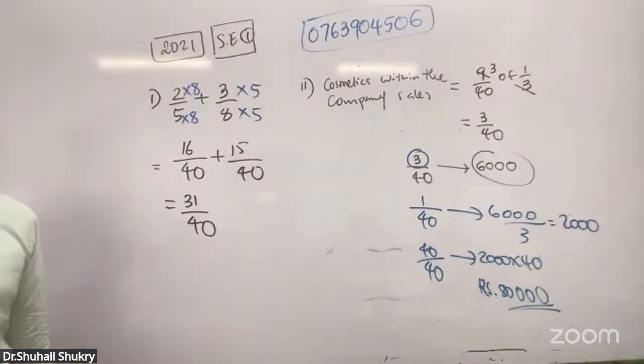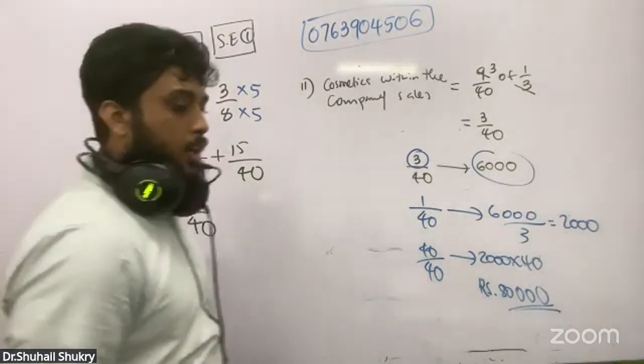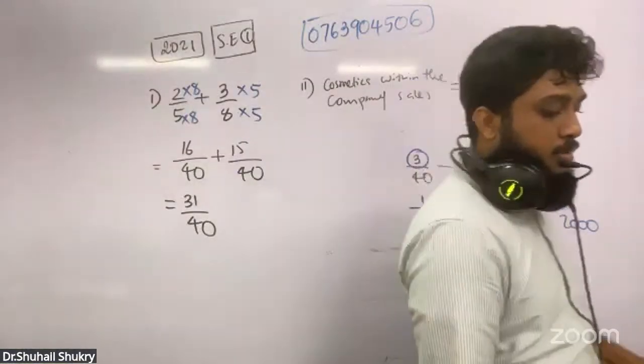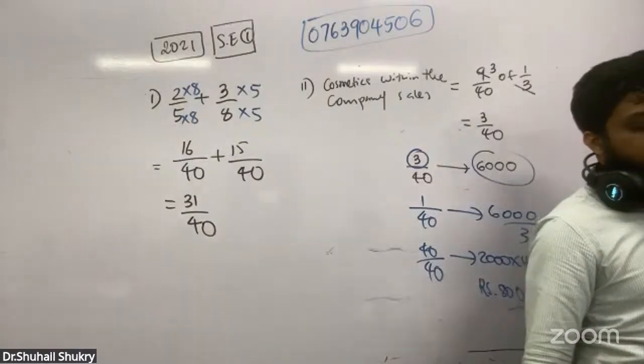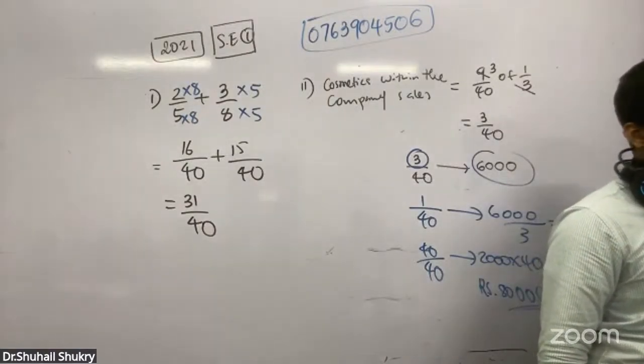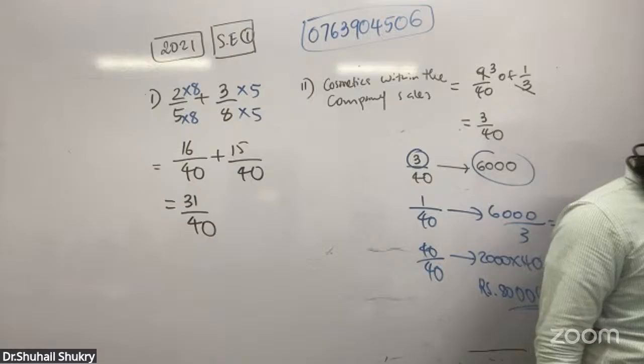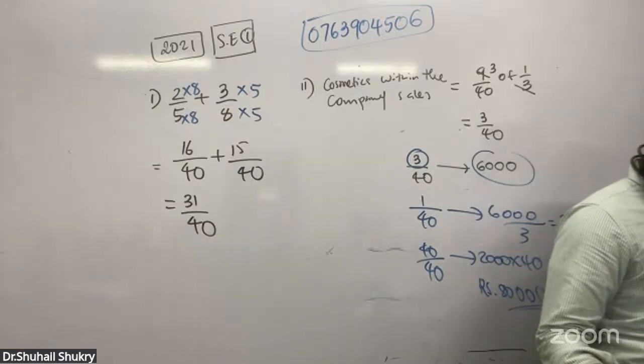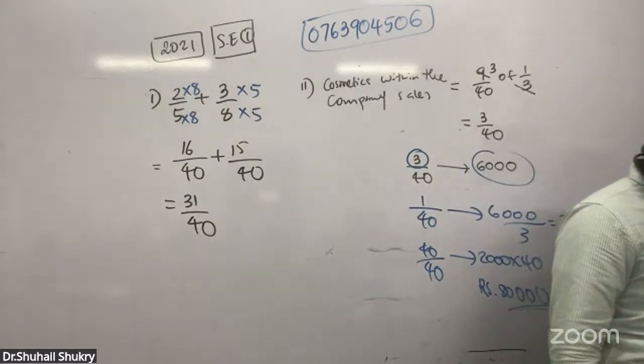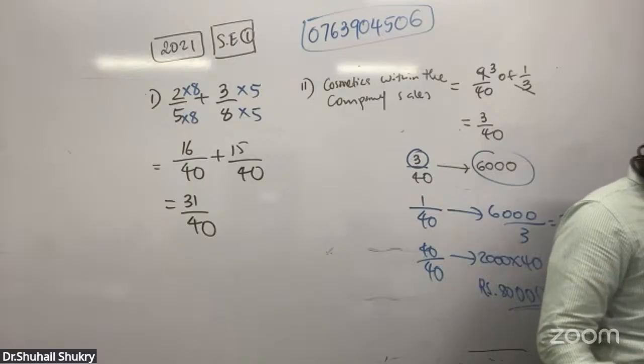When you finish these two things, how many marks will you get? Nearly 6 to 7 marks they will allocate. It was a B part. Is it related to fraction? No, it's a man days question.